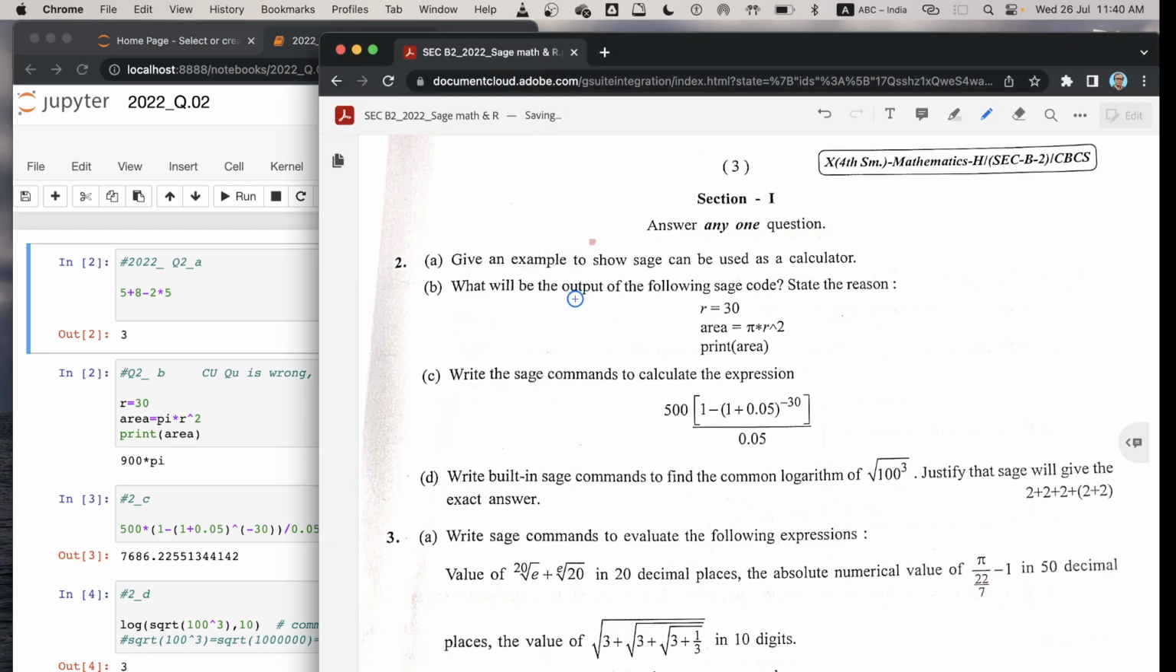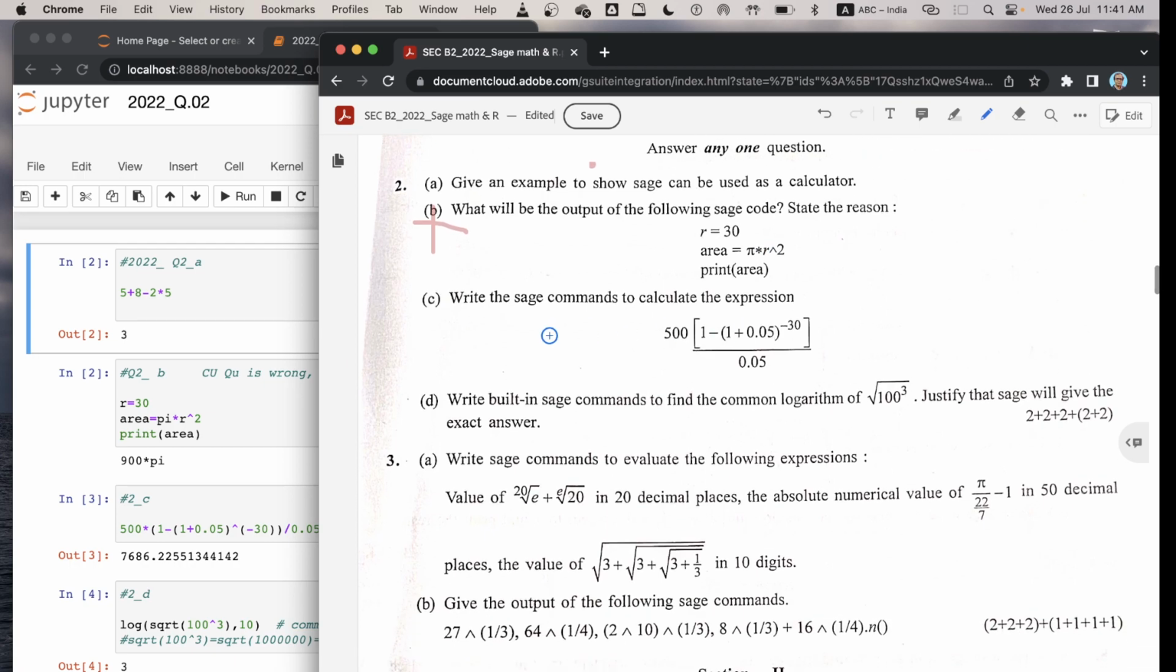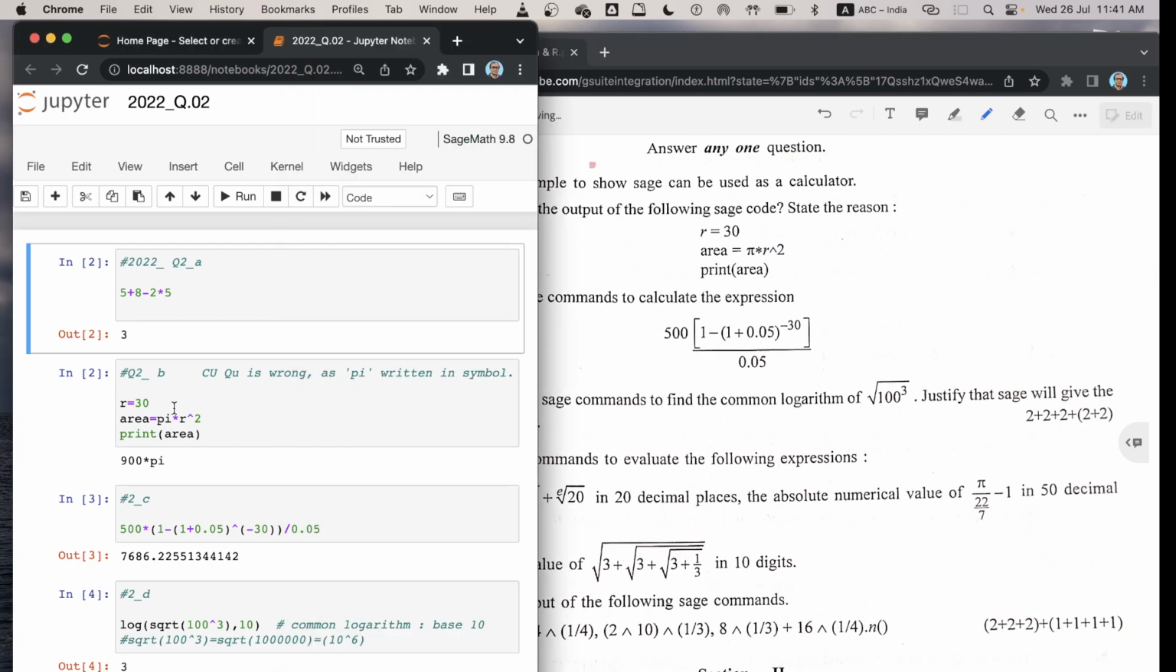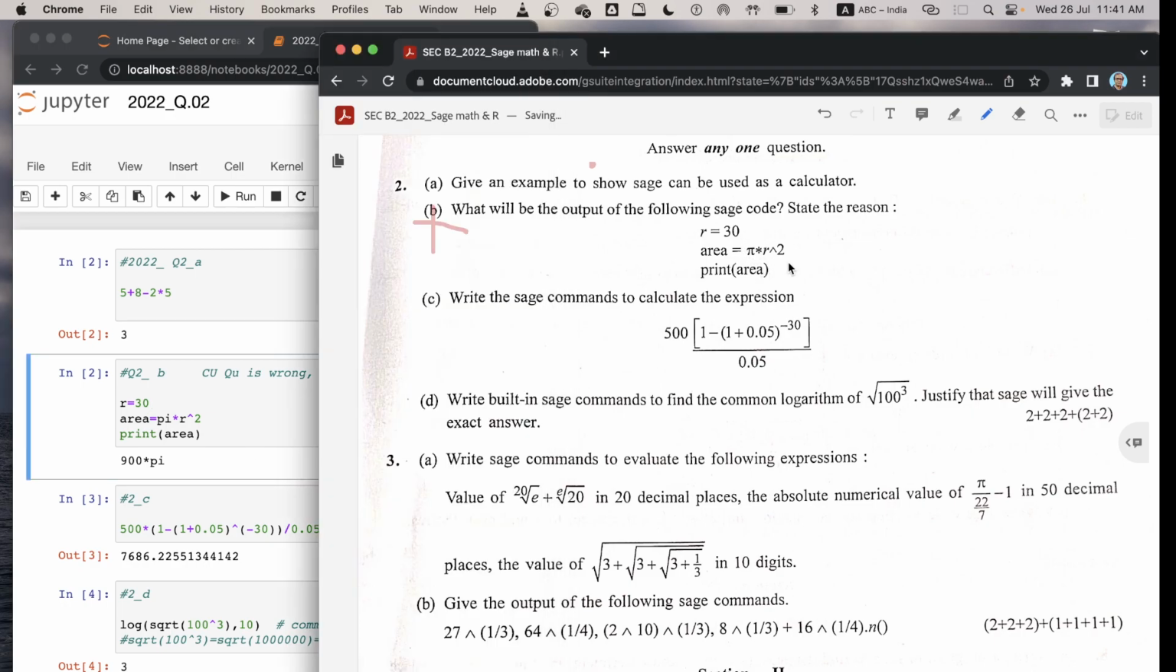Question 2b. What will be the output of the following Sage code? r equal to 30, area equals pi star r square, print area. Here Pi is written as a symbol, so this is the wrong question. Actually, pi in small letters is the correct form. So r equal to 30, area equals pi star r square, print area. The correct output is 900 pi. But here the question uses Pi, which is the wrong answer.